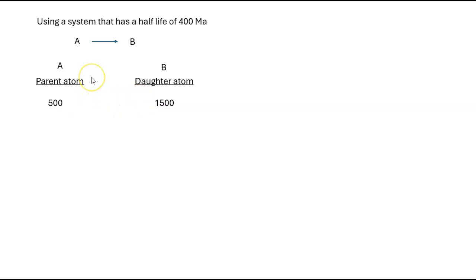So let's say we grabbed a sample, brought it to the lab, and identified that it had these two atoms here. This is the unstable, this is the stable version. And we know from past experiments that it takes 400 million years for the half-life to happen for this particular system. What that means is it takes 400 million years for half of whatever I have of the parent to change into the daughter atom, which is the stable atom.